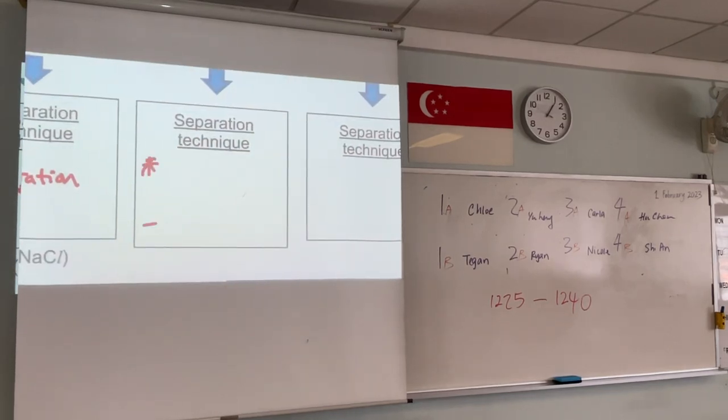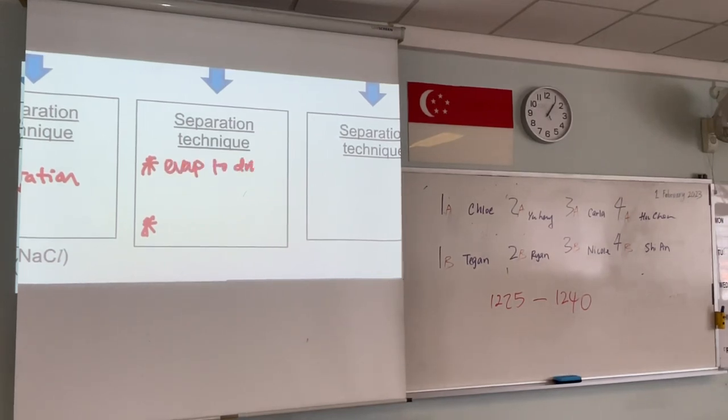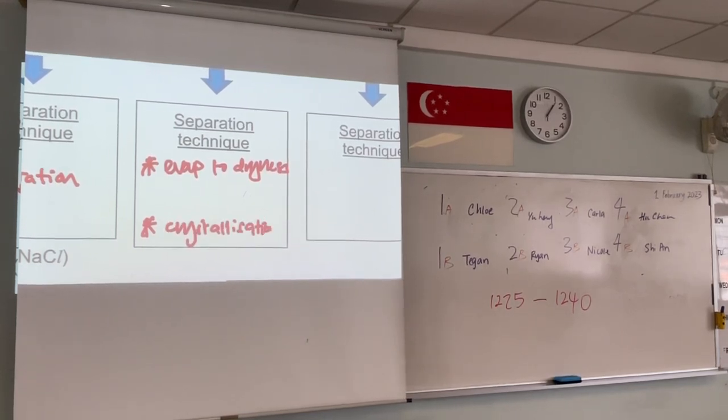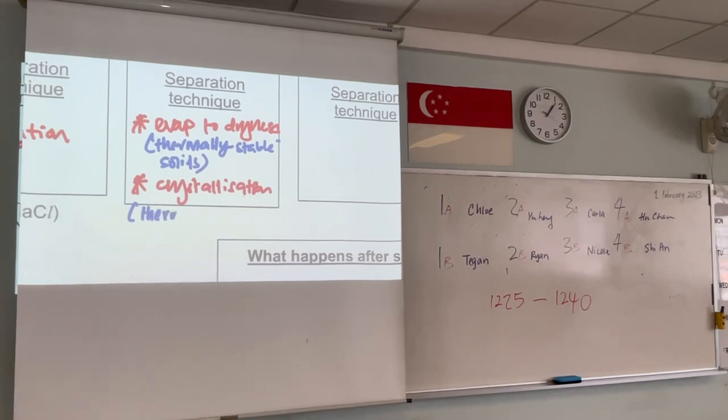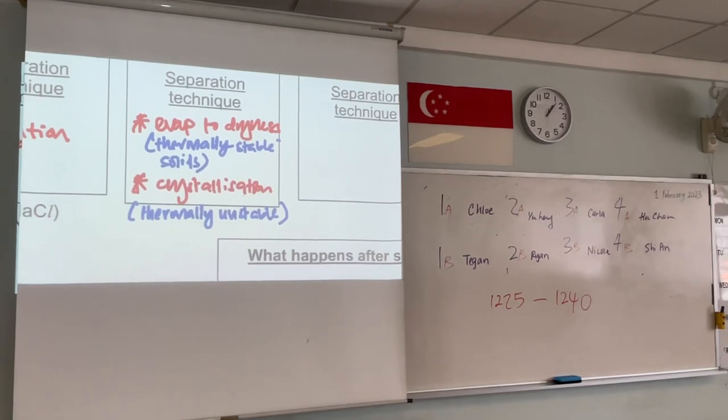This one is straightforward, right? There are only two kinds of methods, correct? The first being evaporation to dryness. The second being crystallization. Now, can you tell me how to select the methods? Evaporation to dryness is mostly for thermally stable substances, whereas crystallization is more for thermally unstable ones. What does thermally unstable mean? It decomposes under strong heating. If we evaporate it to dryness, very high heat is involved, causing the substance to decompose.